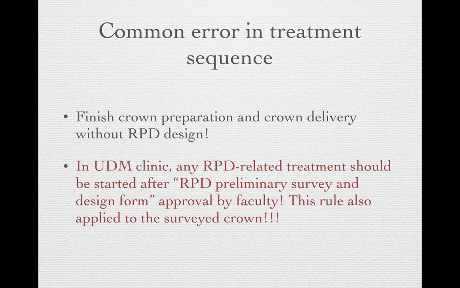So the common error in the treatment sequence is to finish the crown prep and finish the crown delivery without the RPD design. That's why in the UDM dental clinic, any RPD related treatment should be started after the RPD preliminary survey and design form is approved by the faculty. So this rule also applies to the survey crown. So when you're in the third and fourth year, when you deal with RPD cases, if you need a survey crown, you should have the RPD preliminary survey and design form approved by the faculty before you start the crown prep.